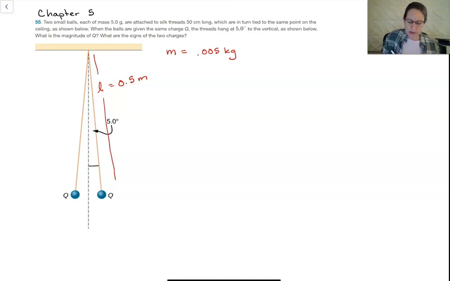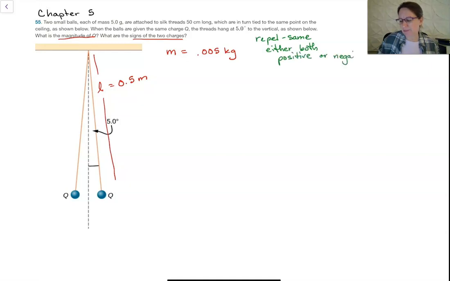And the question is, what is the magnitude of Q, and what are the signs of the two charges? Well, we know that the two charges have to be the same because they're repelled. So they repel, they're the same charge, but we don't actually have enough information to tell whether they're positive or negative. So that's kind of a tricky question. They're either both positive or both negative. And that's as much as we can say about this.